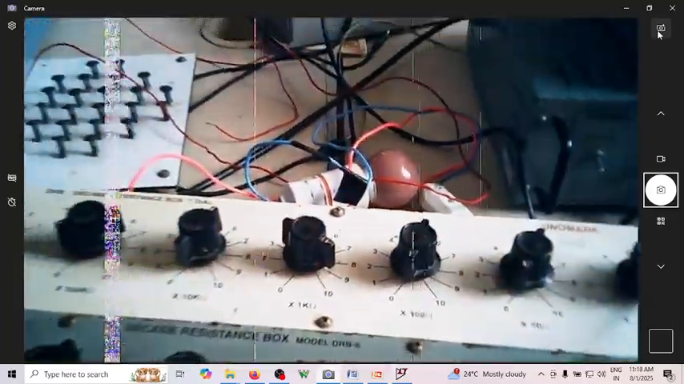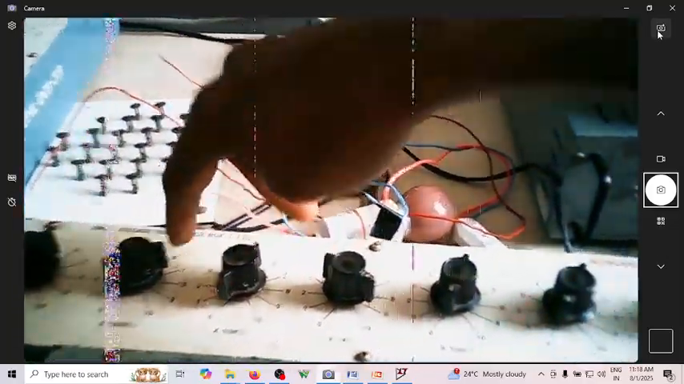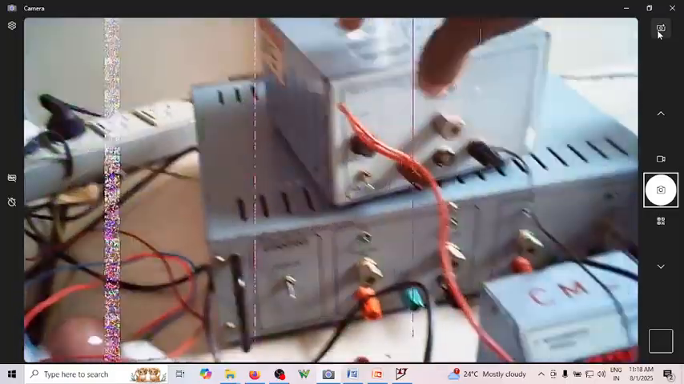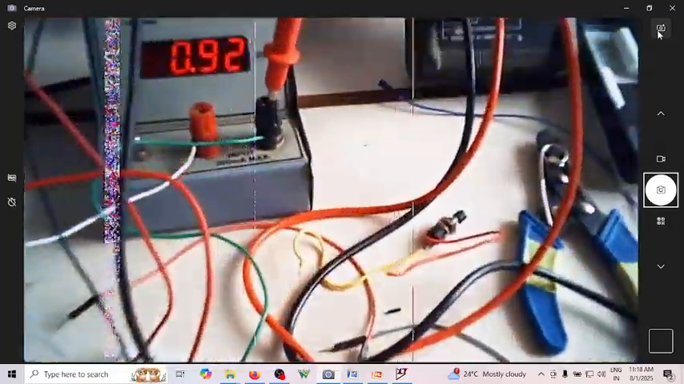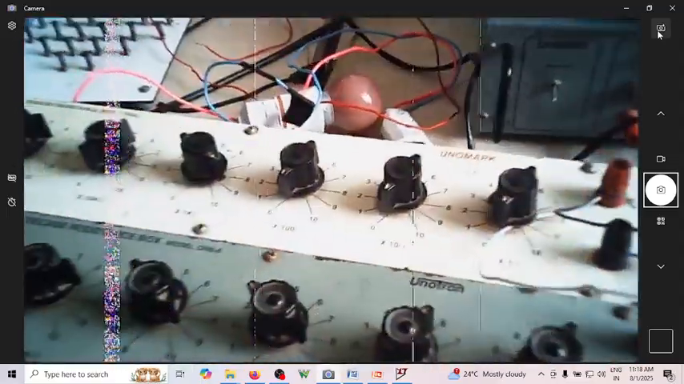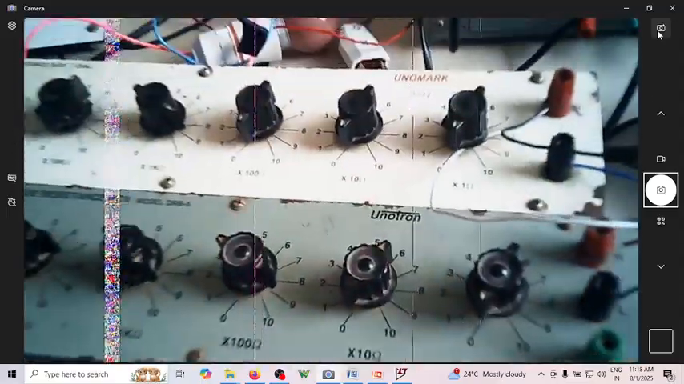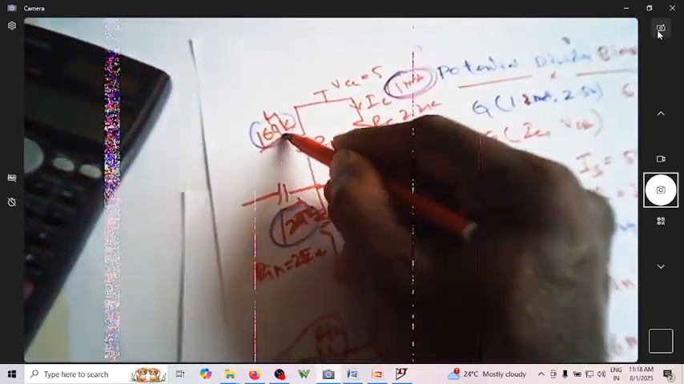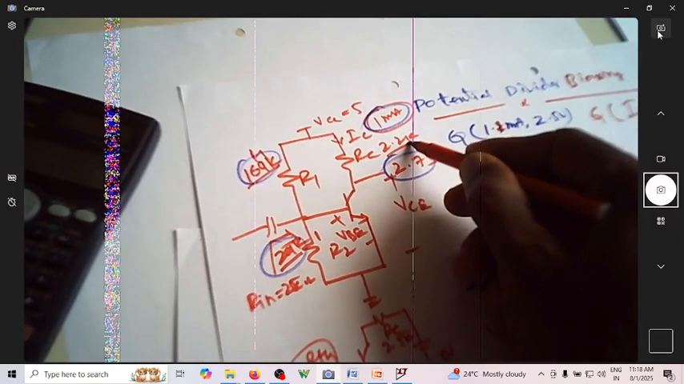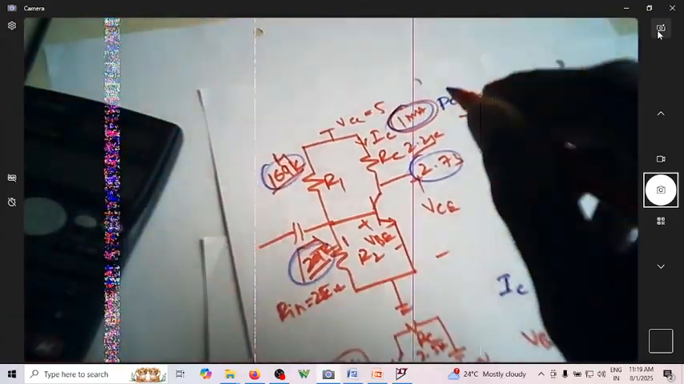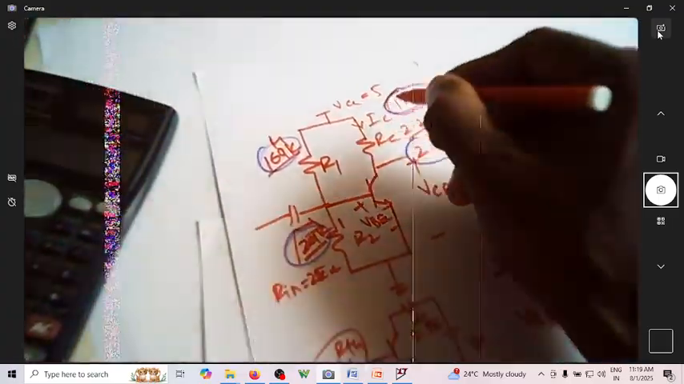And this is 169. Let me turn on this. See now, this is the value that I've set. The value that I've set is 169K and 29.3K, and this resistance is 2.2K. We are expecting a current of 1 milliampere.